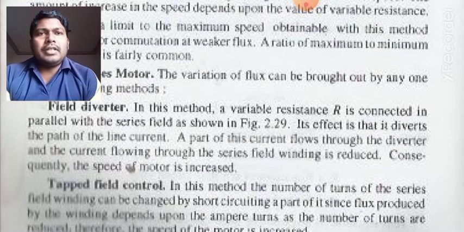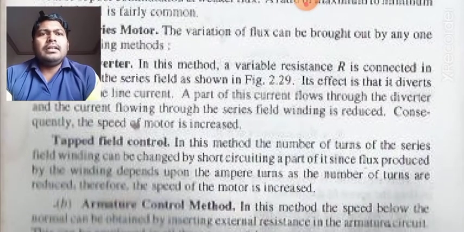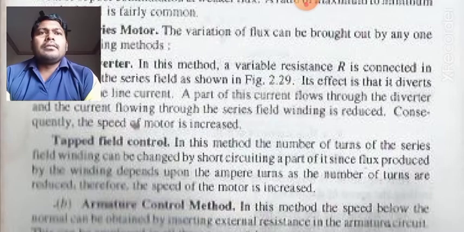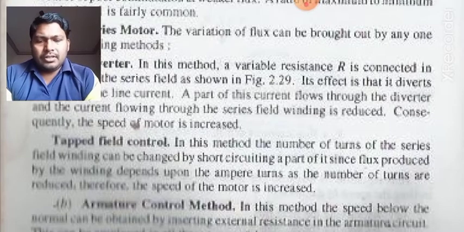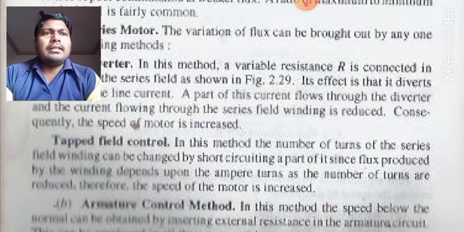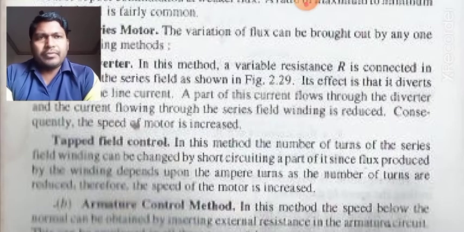In a tapped field control, what happens is that in the motor the number of turns of the series field winding can be changed. So by changing the number of series field turns, by short circuiting a part of it, since the flux produced by the winding depends upon the turns, as the number of turns is reduced, the speed of the motor is reduced. So here by changing the number of turns we are controlling the speed.